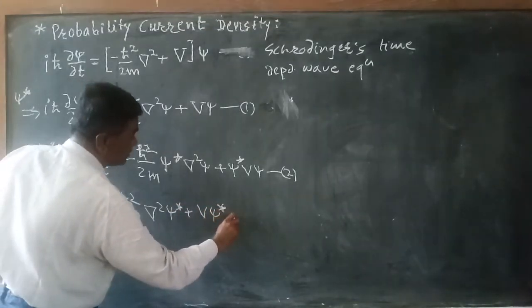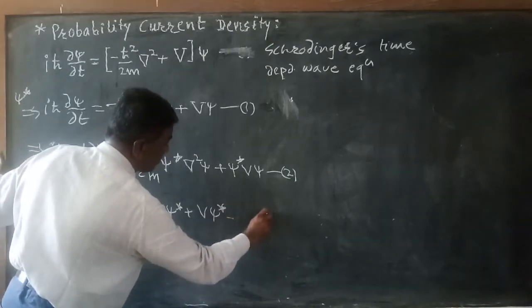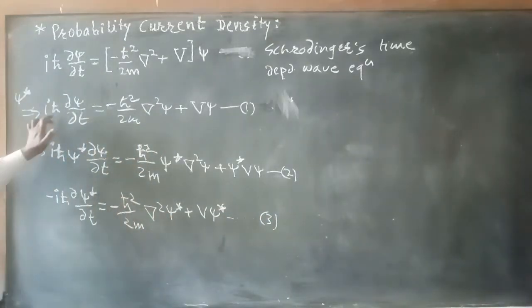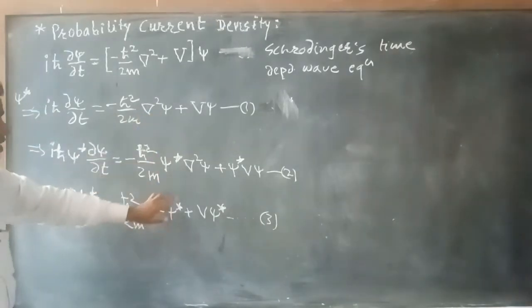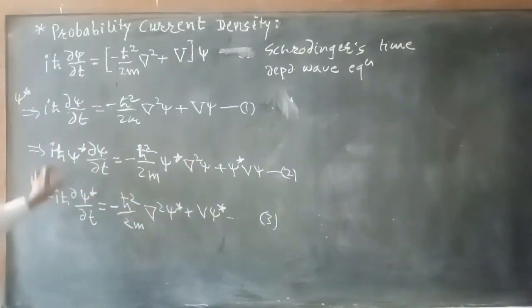So this is the equation, say that is 3. So what is the equation 3? The complex conjugate of equation 1 is nothing but equation 3. Here is psi star, here is psi star, here is psi star, and minus i becomes the minus i. We are getting like this.